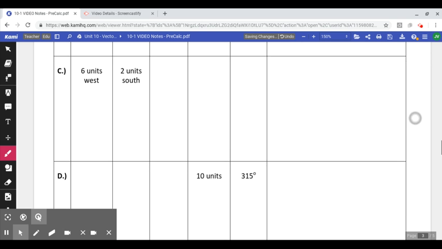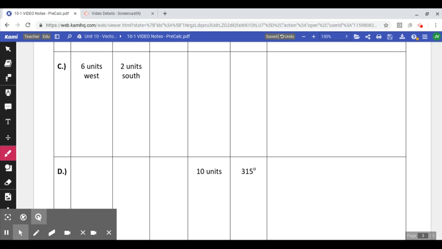Let's try the next one. The next one's similar to part A. Here we have 6 units west and 2 units south. So if we go right to the vector ordered pair, 6 units west would be -6, and 2 units south would be -2. If we think about that here on the coordinate plane, always a good idea to graph these things.